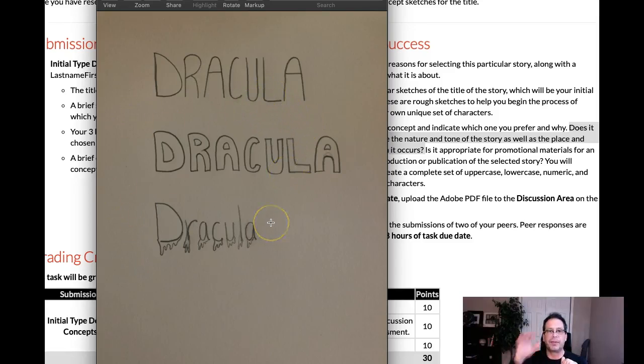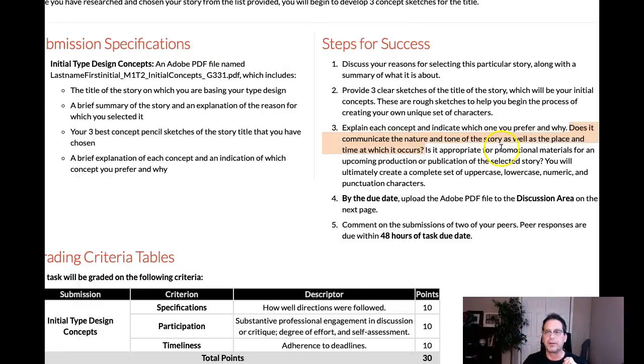The last example, I think you're starting to develop this conceptual adherence to the story itself, because you've got the blood. So in essence, I think that this is probably the most successful of the 3. However, I don't feel this is going to provide very much versatility. You can use it for the title of the book, but really that's it. So, can it be used for other promotional materials? And I think that's another important thing. Is it appropriate for promotional materials for an upcoming production and publication of the selection of the story? Do you see what I'm saying?